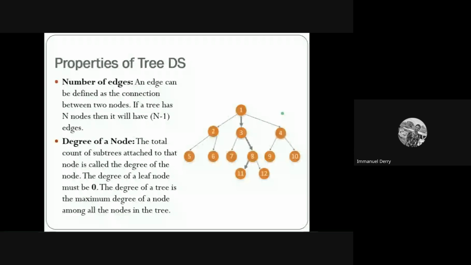All right, so moving on to the next part, which happens to be that the degree of a leaf node must be 0. That means there's no subtree attached to 5, neither are there any attached to 6. So their degrees are obviously 0, and that is what we mean here. A leaf node doesn't have subtrees or nodes connected to it. So obviously 0.